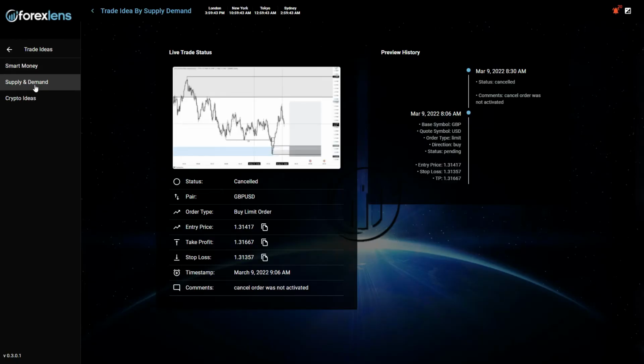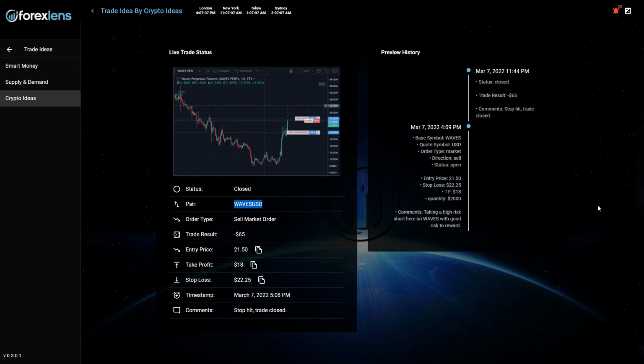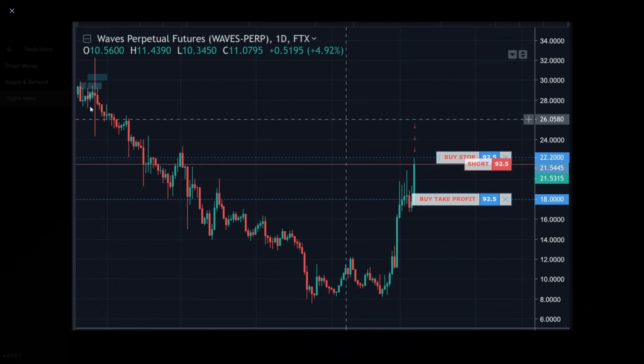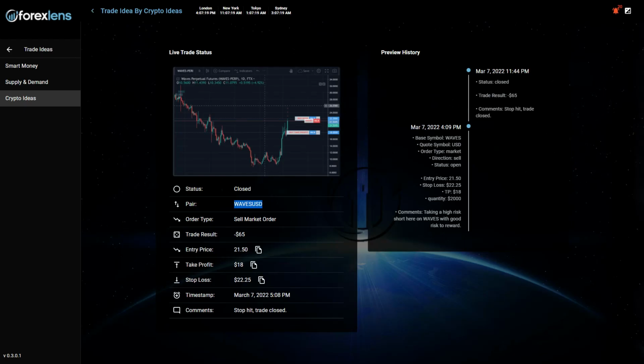Those were the analysis and setups using our supply and demand strategy. Now let's see our crypto ideas. Sadly, we cannot win them all. This is our trade idea on the crypto market, on this instrument. As you can see here, it was a buy position, but the price hit our stop loss. Stop hit, trade closed. So yeah, we cannot win them all, but overall it was a very nice week.